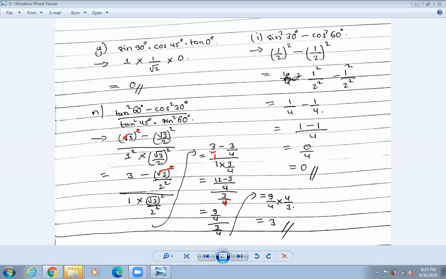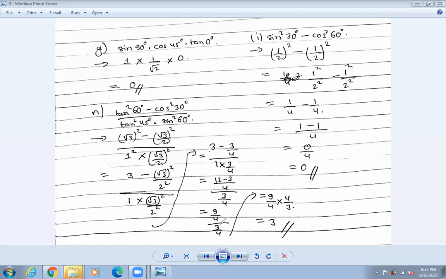So 4 of 4, what happens? You can cancel it now or cancel it a little later. Let me not do it right now, let me cancel afterwards. So 12 minus 3 is 9 divided by 4, divided by 3 divided by 4. So 4 and 4 will be cancelled. Otherwise you can cancel. We can do like this also.